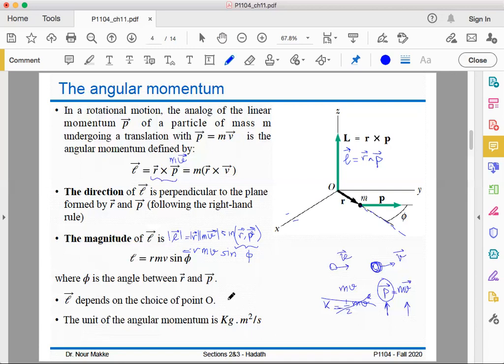In this case, this is the point we are looking at, and this is the point with respect to which the particle is moving, or it's making a circular path.